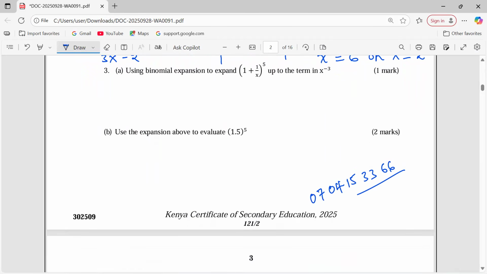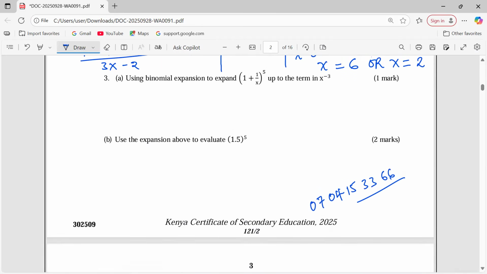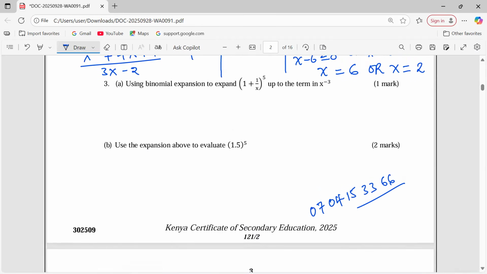Now, use binomial expansion to expand 1 plus 1 over x raised to power 5, up to the term in x power -3. So we are supposed first to write the binomial coefficients of power 5 up to the fourth term, because in the first term we will not have the powers of x, but by the time x assumes power -3, we shall be in the fourth term.